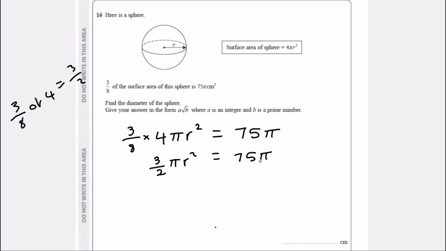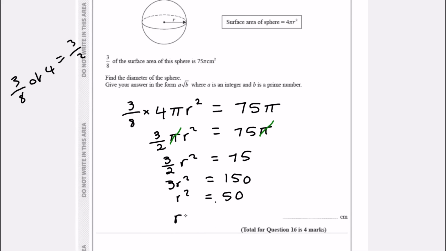Now I'm going to divide both sides by pi so I can get rid of it, which leaves me with 3 over 2 r squared equals 75. Times both sides by 2. Divide both sides by 3, and we get r squared is equal to 50. So the radius must be square root 50.